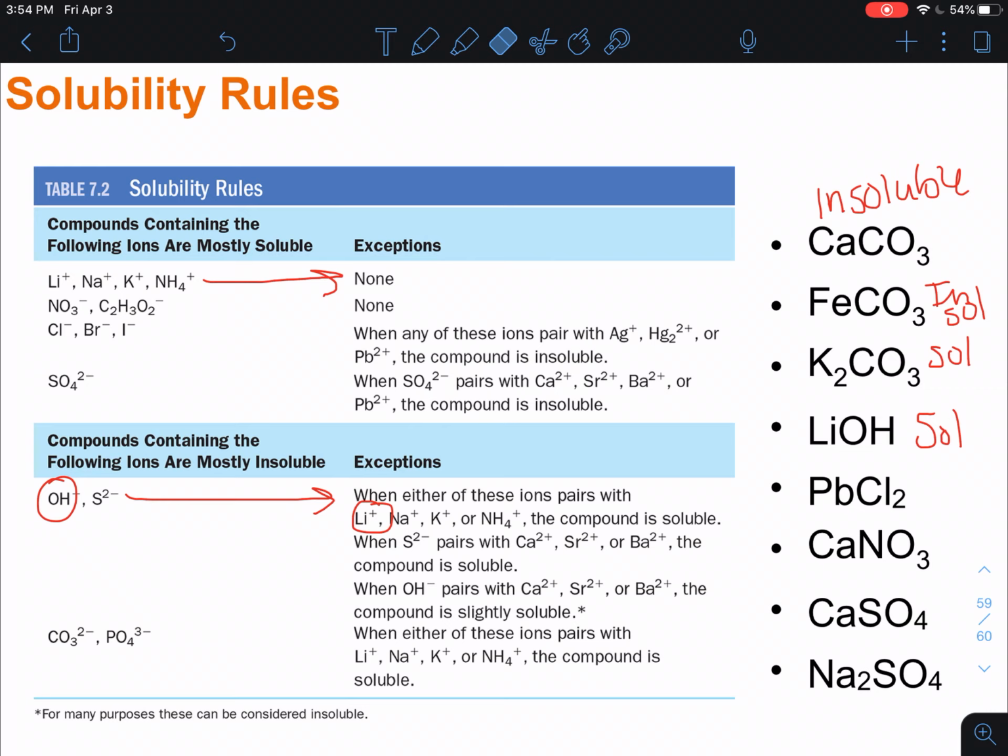Next one that we have is lead chloride. All right, so let's take a look. We've got a chloride, and then we have lead. I am scanning through this and I'm not seeing any. The first thing that I see is chlorine. This tells me compounds containing chloride anions are soluble, and let's take a look at any of the exceptions. It says when any of these ions pairs with silver, mercury, or lead, the compound is insoluble. So this guy is going to be insoluble. You always have to read the exceptions.